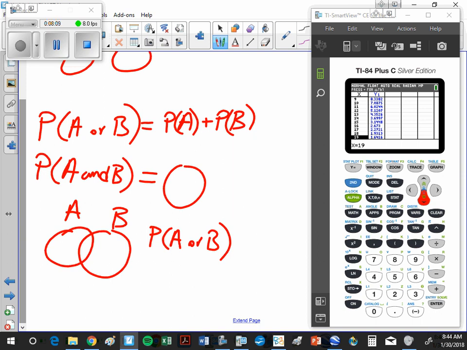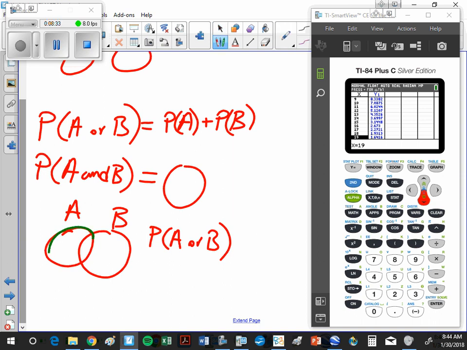How do we find A or B if they overlap? How did we do it with the numbers that we just dealt with? What's that? So we have to make sure we don't count the middle twice. Now let me give you some notation.